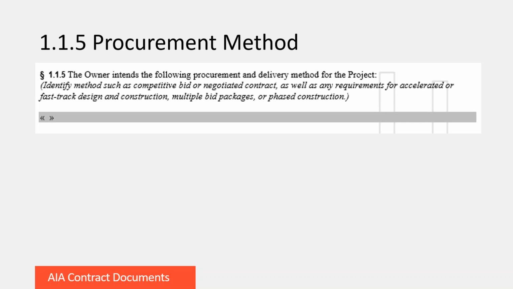If you're using the B101, it's probably not a design build project. It could be competitive bid, which means the architect has more services to administer in the construction and procurement phases. If it's a negotiated contract for construction, the architect will still be reviewing contractor proposals, and this is different from a competitive bid. And then if the project has an accelerated construction schedule, or even fast-track design and construction, or multiple bid packages or phased construction, you want to put that here because that affects the architect's scope of services and also the time frame that you have to work on it.